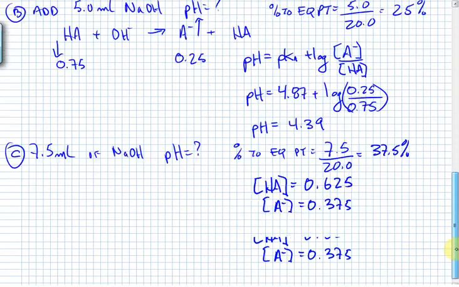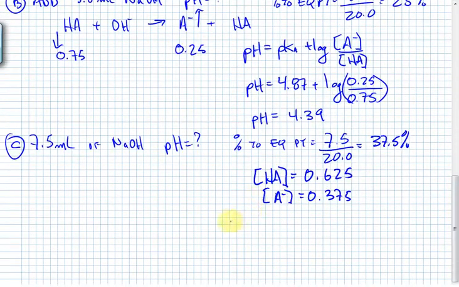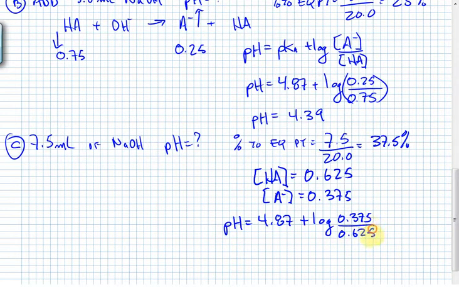Again, what are we going to do? We're just going to take those relative percentages, plug them into our Henderson-Hasselbalch equation. pH equals 4.87 plus the log of the base goes on the top. The relative acid concentration goes on the bottom. And bingo, we calculate that the pH at 7.5 milliliters is 4.65.